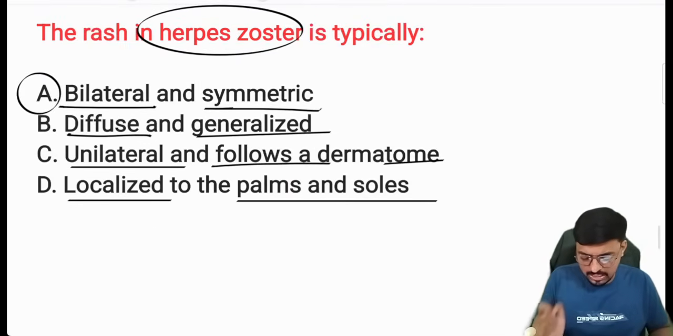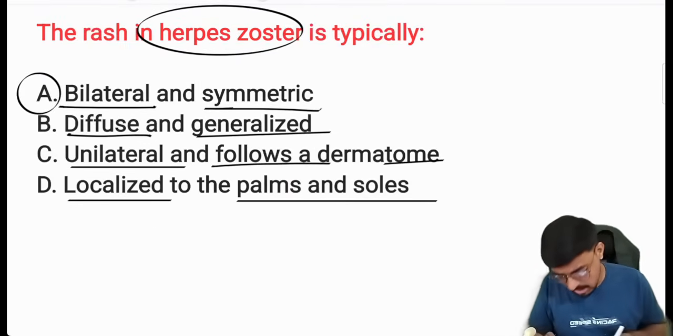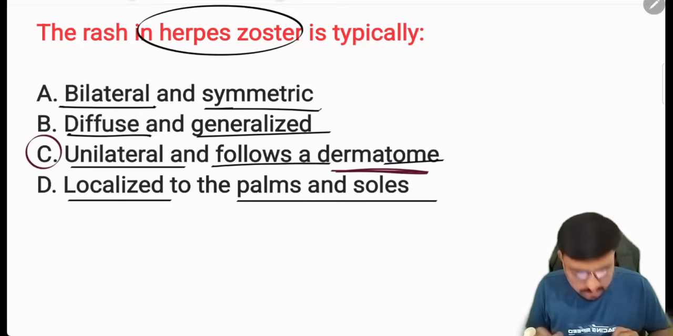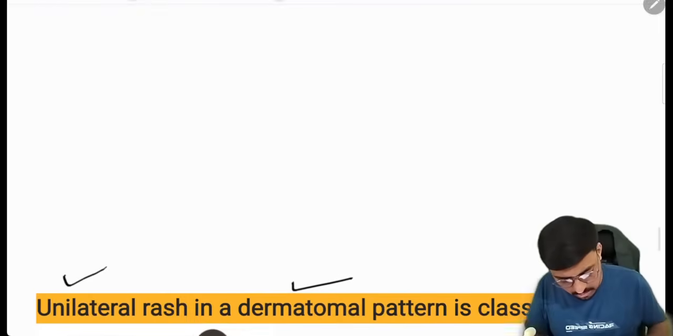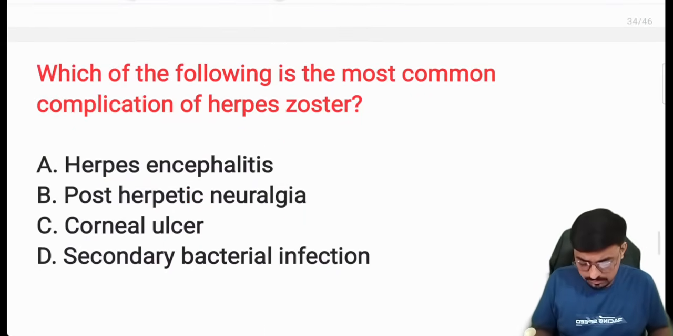So the classical rash that happens in herpes zoster is unilateral in nature and follows the dermatome only. That is the very important thing we have to keep in mind. I hope it is clear to every one of you. And the next concept and question is here.